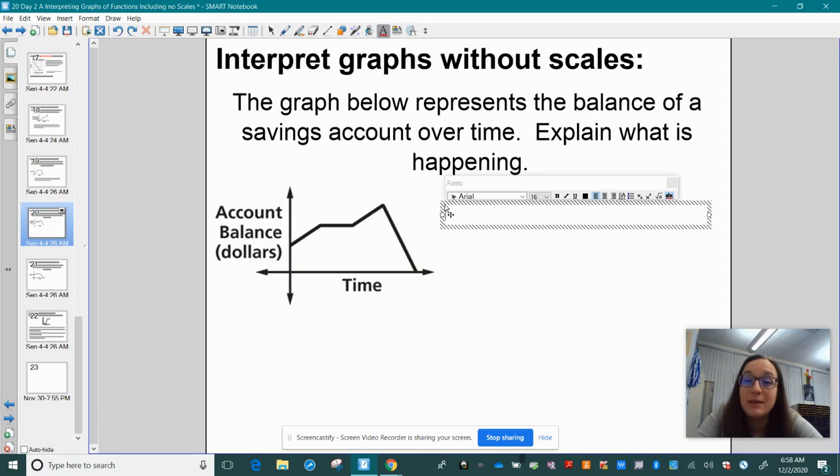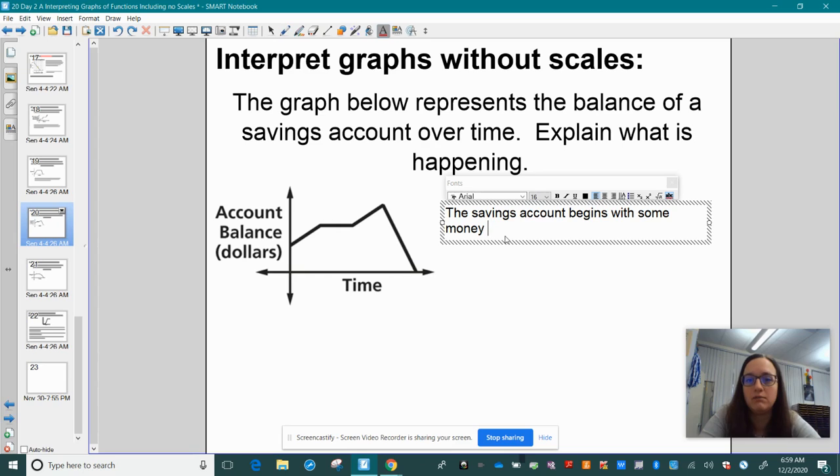The graph below represents the balance of a savings account over time. Ooh, money. Well, notice it doesn't start at 0. It starts with some money in there. So the bank, the savings account, begins with some money in it. There's our y-intercept interpretation. We start, there's our 0 for time, with some money. We don't know the exact money. It's fine. We just know there's some money in there.